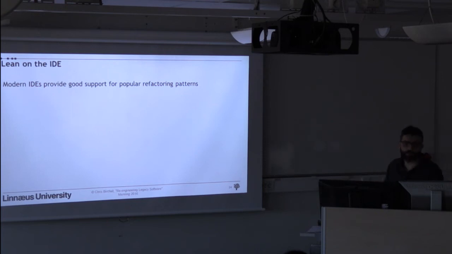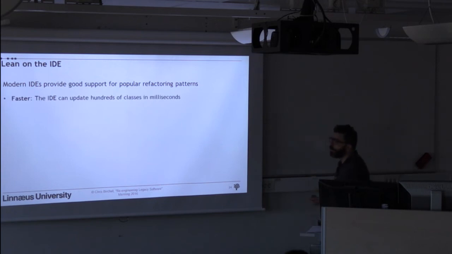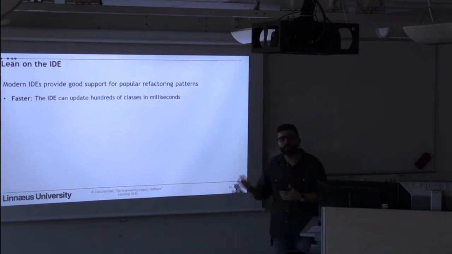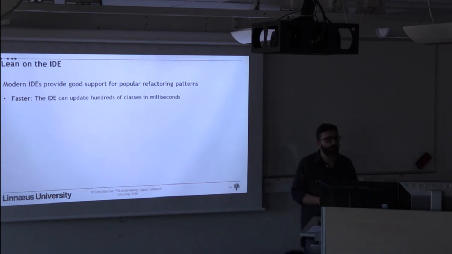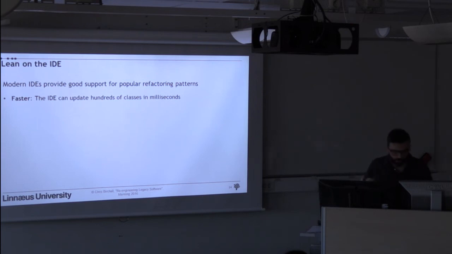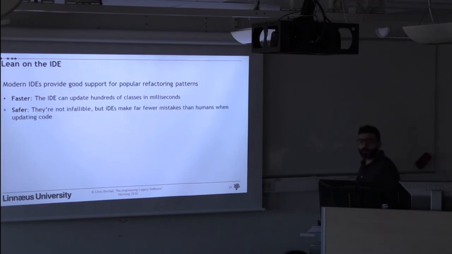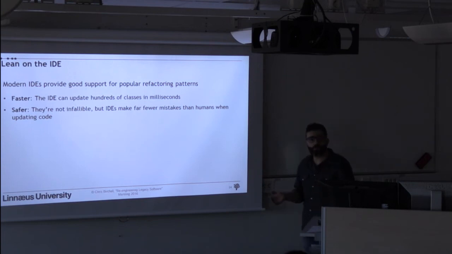Then use them. They are much faster than you, because they can deal with hundreds of classes in milliseconds. I mean, if you change one method name in one class, then you have to fix all the classes that use that method. If you do it manually, it can take hours. If you do it by using the tool, then it takes milliseconds. They are much safer because, they are not perfect, but they make fewer mistakes than you, for sure. Then use them.